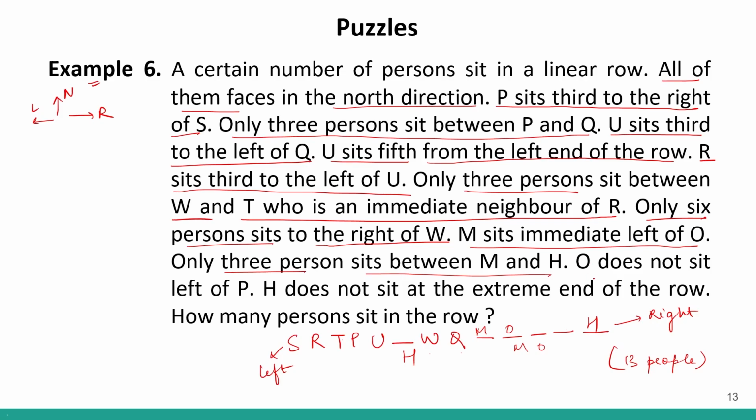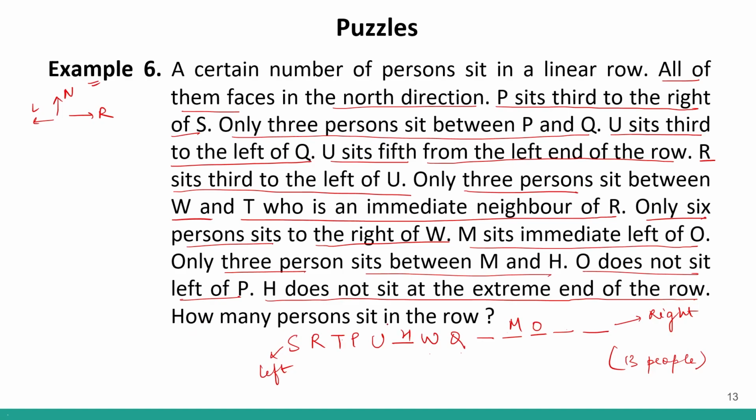Now, O does not sit to the left of P. This is already considered. H does not sit at any extreme end of the row. That means H will not come here. It does not sit at the extreme end. So, MO can come over here, and H can come over here. And we can have multiple possibilities also. So, MO can come over here and 3 persons, 1, 2, 3. Okay, so this will be the possibility.